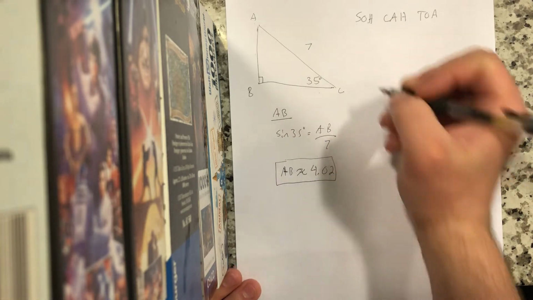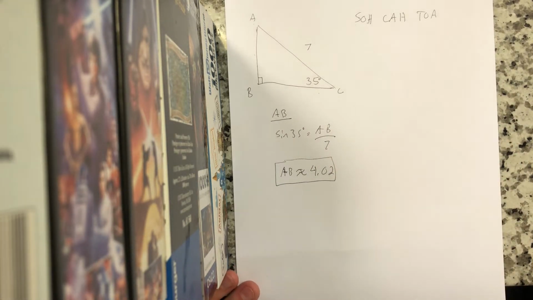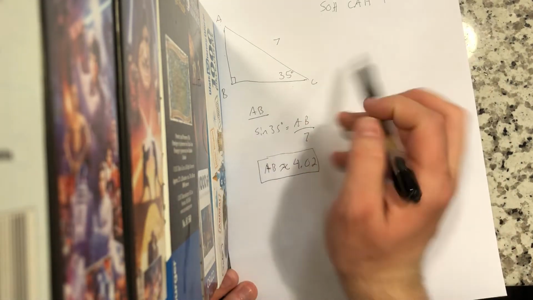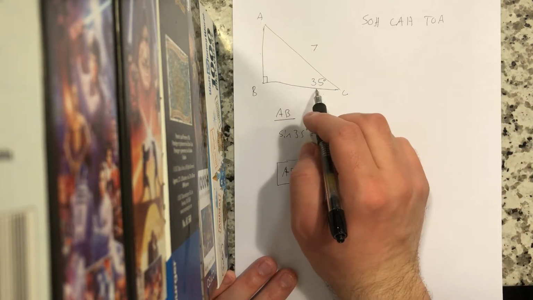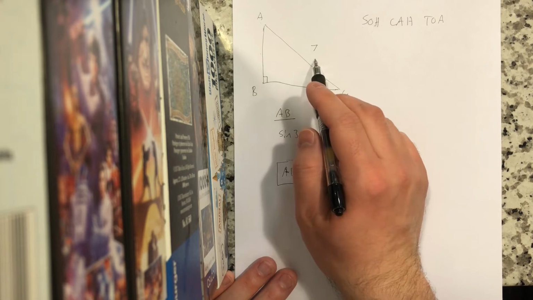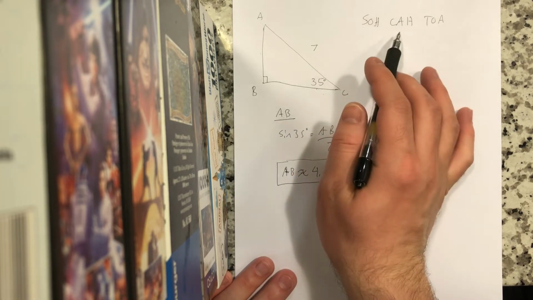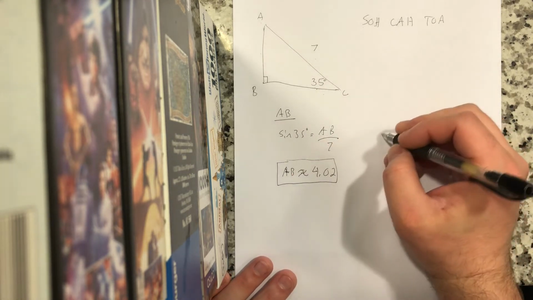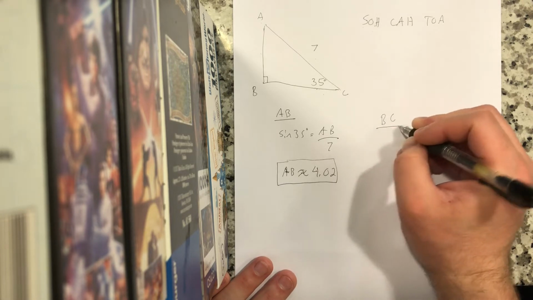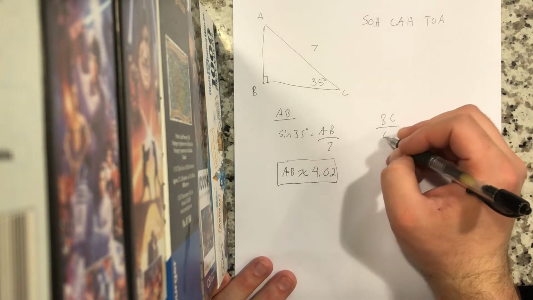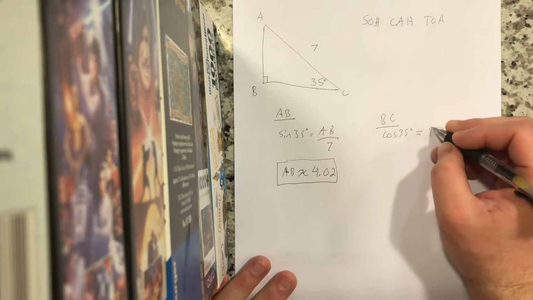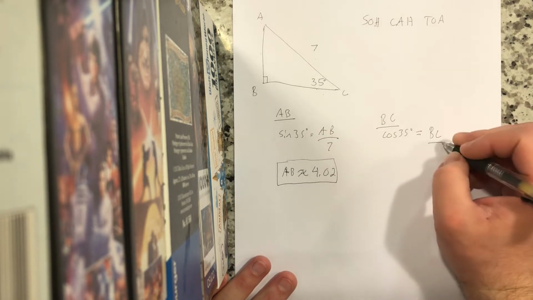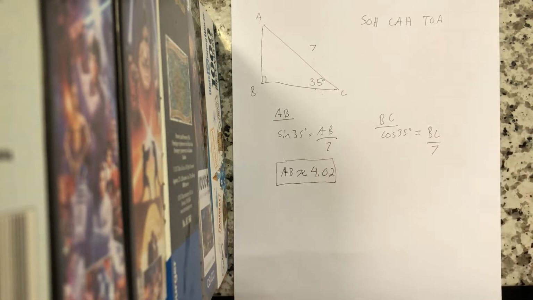So now let's say this one's C. Well, we need to find BC then. So to find BC, that's the adjacent to this 35. And this is, again, the hypotenuse. So adjacent and hypotenuse is cosine. So to find BC, we're going to have cosine of 35 degrees equals the adjacent, which is BC, over the hypotenuse, which is 7.